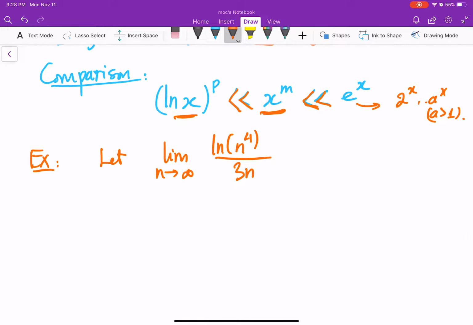We know that for each sequence, we can find the corresponding function, right? Let me write out that corresponding function. So the function of this sequence looks like ln of x to the 4 over 3x, right? And to find the limit of this sequence means to find the limit of this function when x approaches infinity. So that is nothing but finding the horizontal asymptote of this function. Is that correct?